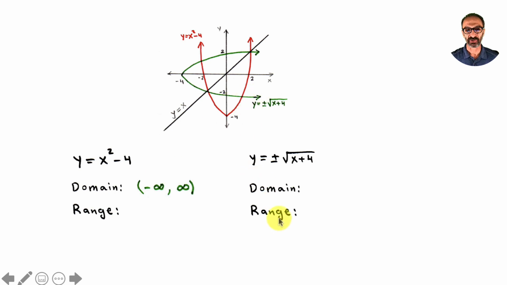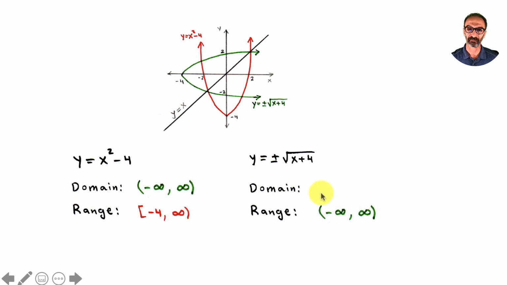Looking at the range of the inverse, it goes from negative infinity, which is y values, all the way to positive infinity. Same answer. Let's look at the range of x to the second minus 4. Starts from here, which is y values, goes all the way up. So we're going to go from negative 4, including negative 4, all the way up to infinity. That should be the same.